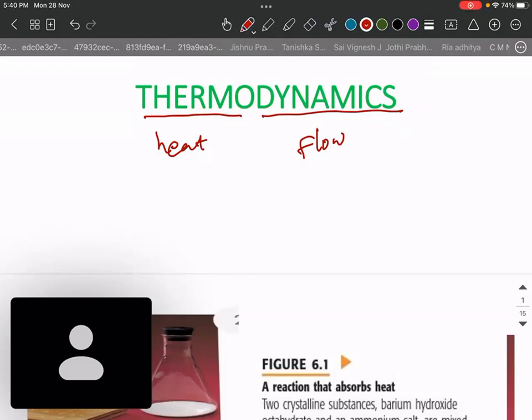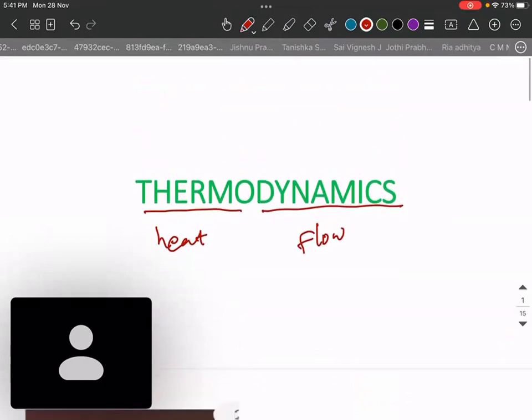Why does it feel hot? Why does it feel chill? Heat energy gets absorbed from the surroundings or evolved into the surroundings. So energy exchange is taking place. That's what we are going to see in thermodynamics. Whatever chemical reaction you are doing, it can give energy. So the energy can be transformed from one form into another form.